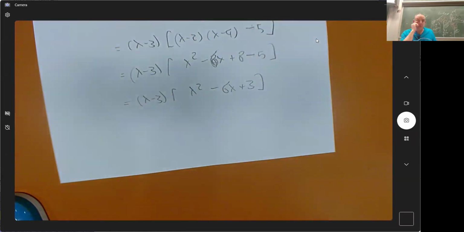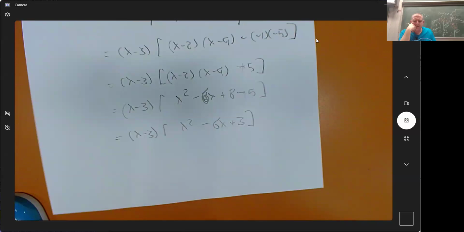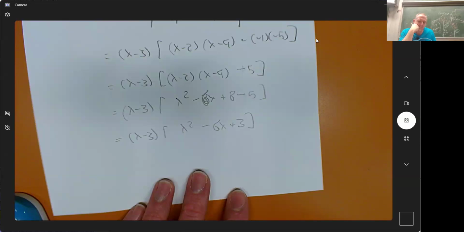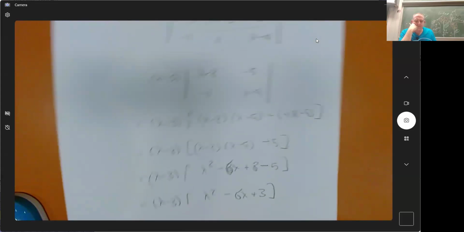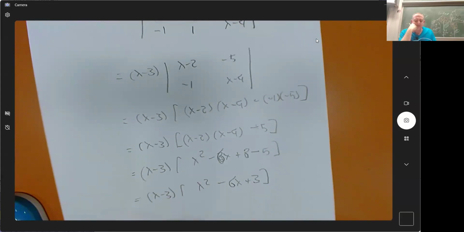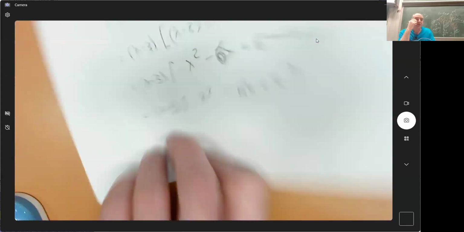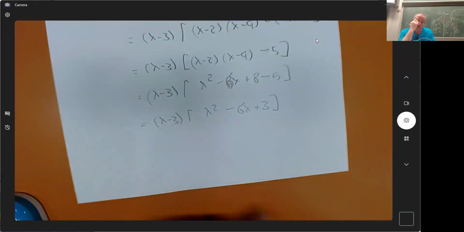And now I think of things that multiply to give minus 3 and add to give minus 6, which is not going to be fun either, but that's okay. Have I done that right too? That's what the quadratic formula is for, people. So I just leave it like that and then solve to figure them out.